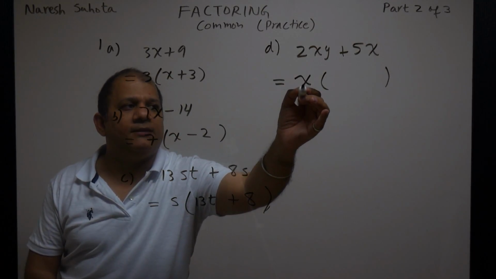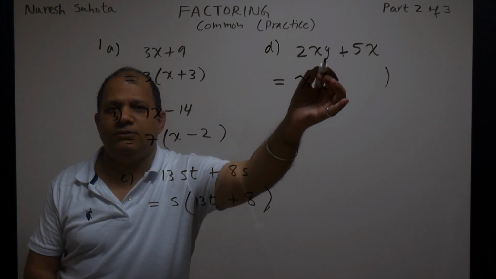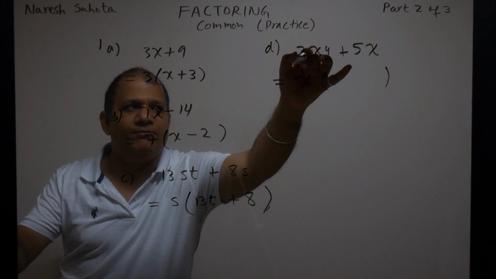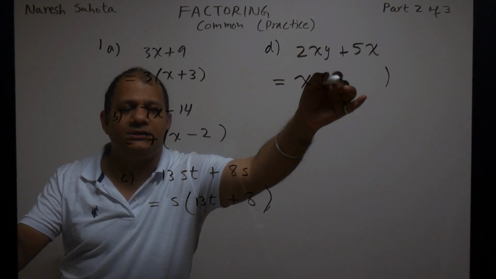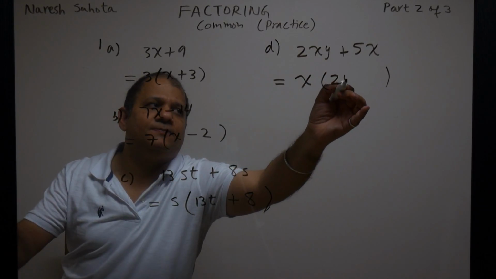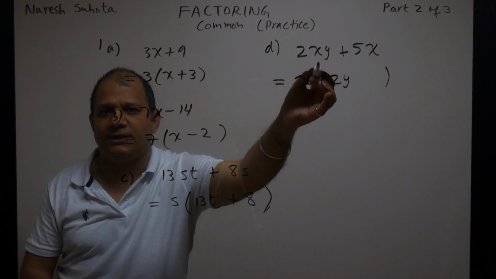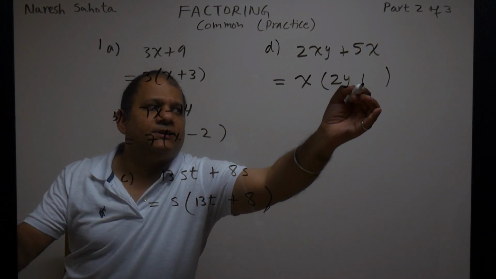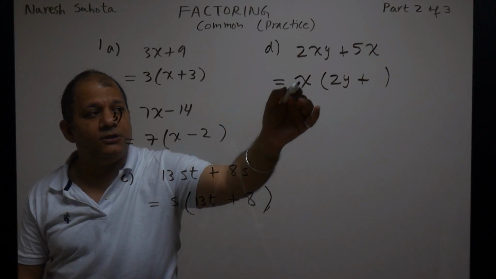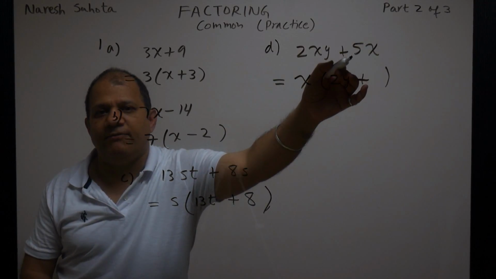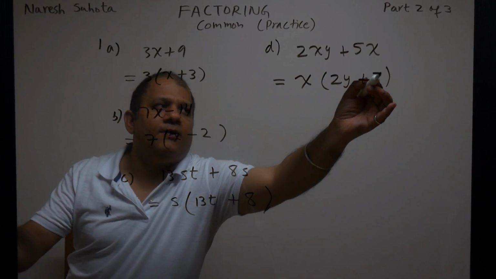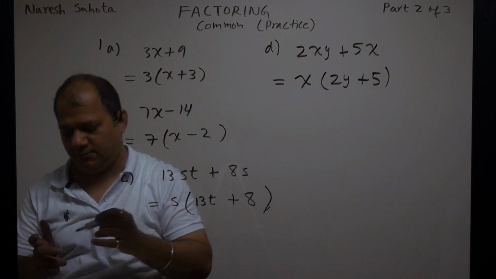Then you ask yourself, x times what will give me 2xy? In other words, I've pulled out a factor of x. What's the remaining factor? That is 2y. So x times 2y gives me 2xy. Let's figure out the second term, and that is trivial. x times what will give me 5x? x times 5 will give me 5x, right?